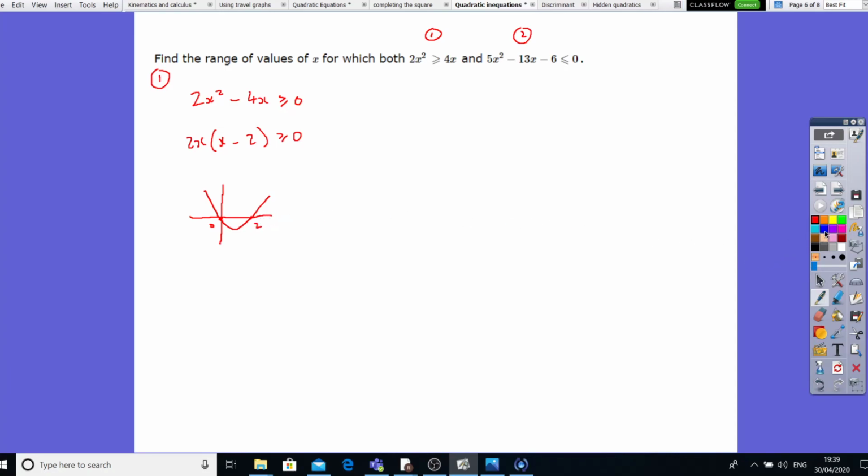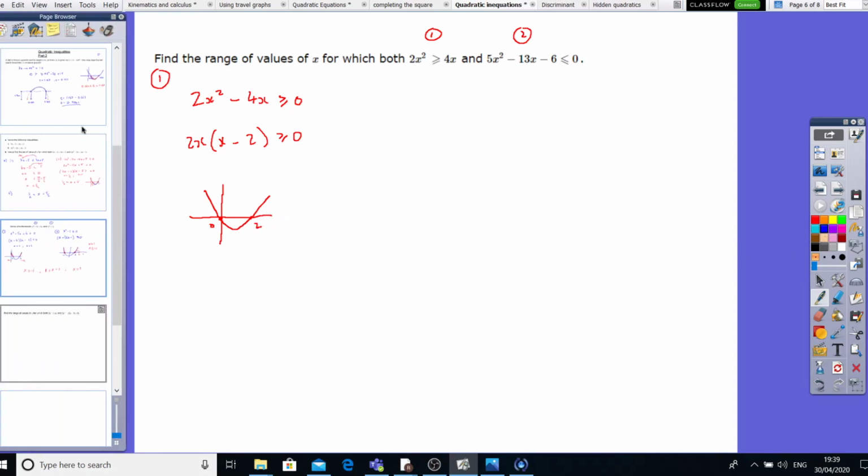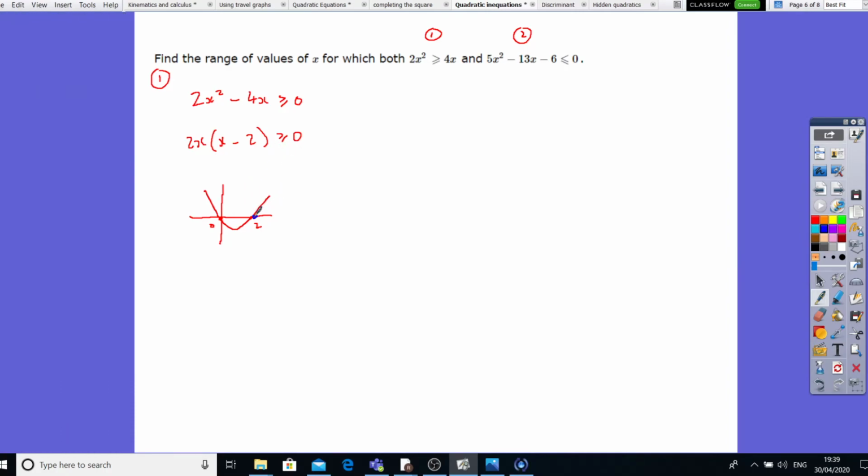And when is the graph above line 0? It's when it's equal to 2 or equal to 0 and there. So x is when x is greater than or equal to 2, or we've got when x is less than or equal to 0. So that will satisfy that.